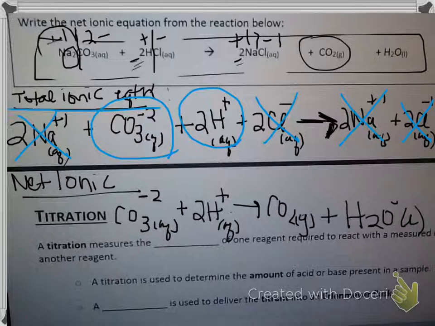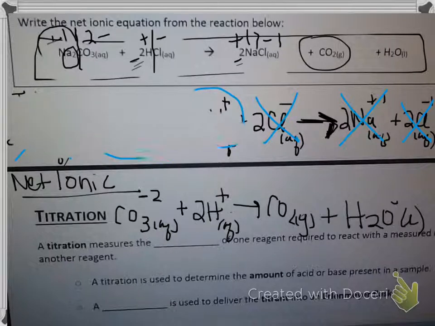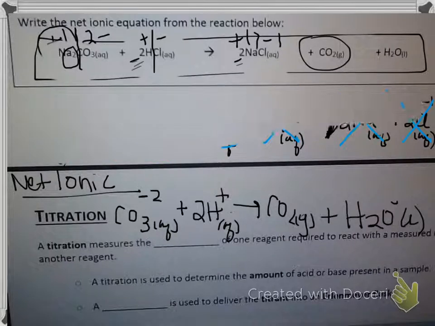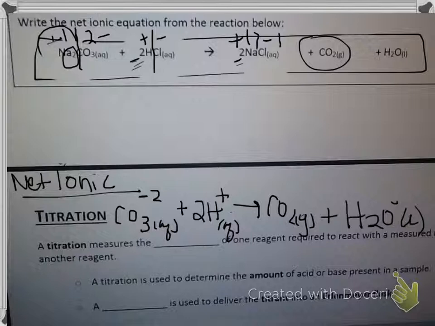So everything that's a spectator has been taken away from our total ionic equation, and we're left with what hasn't been taken away, what's not a spectator ion. And we see that our chemical formula is carbonate. Our net ionic equation is carbonate plus 2 protons yields carbon dioxide plus water.